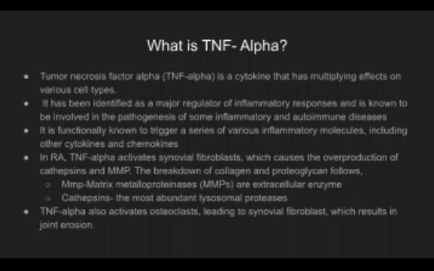In RA, TNF-alpha activates synovial fibroblasts, which causes the overproduction of cathepsins and MMPs. The breakdown of collagen and proteoglycan follows. MMPs, matrix metalloproteinases, are extracellular enzymes, and cathepsins are the most abundant lysosomal proteases. TNF-alpha also activates osteoclasts, as well as synovial fibroblasts, which results in joint erosion.